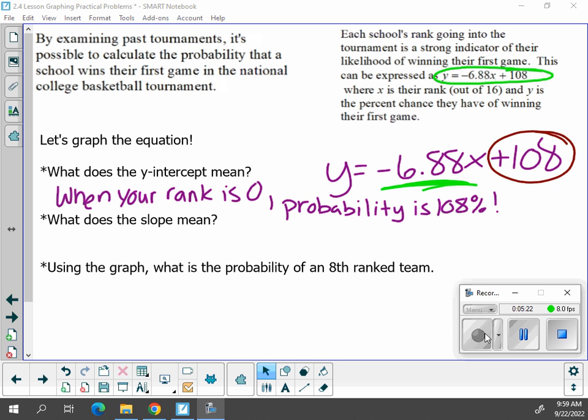So you might say, well, Mr. Pickard, you're not going to be ranked 0. You can be ranked 1, but not 0. Probability, you can't have a 108% chance of winning. But that's okay. But that's what it would mean. That's how we can interpret this intercept.